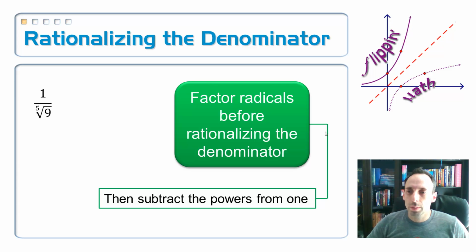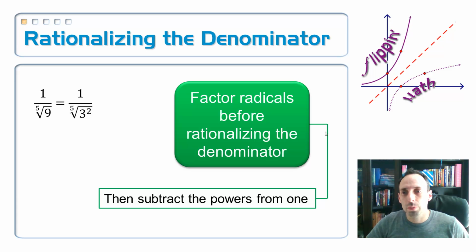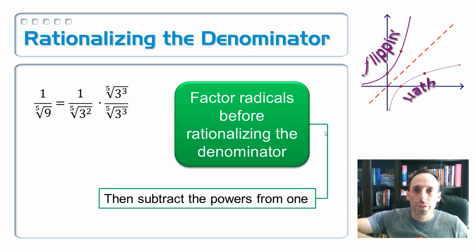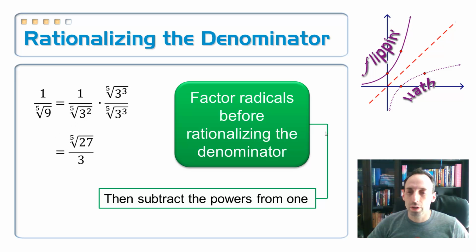So another example here, I have 1 over the 5th root of 9. So factor it first as 1 over the 5th root of 3 squared. So I have 2/5. I need to subtract that away from 1. I need 3/5. So I'm going to multiply the top and the bottom of this by the 5th root of 3 cubed, top and bottom. Okay, so then I multiply the top, that's the 5th root of 27, and then 3 on the bottom.